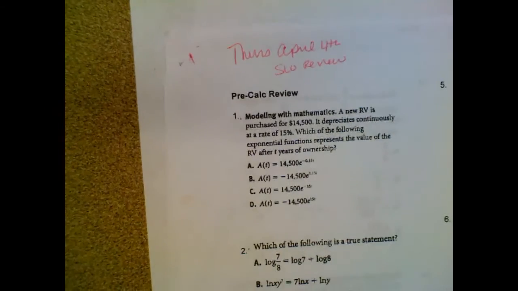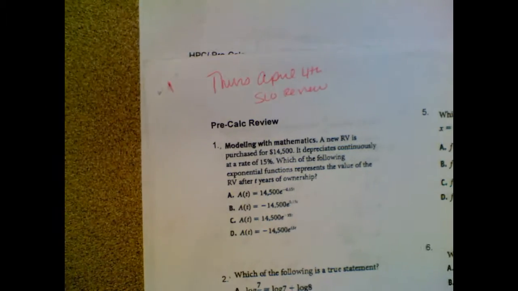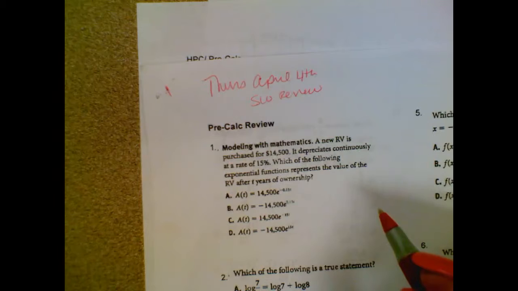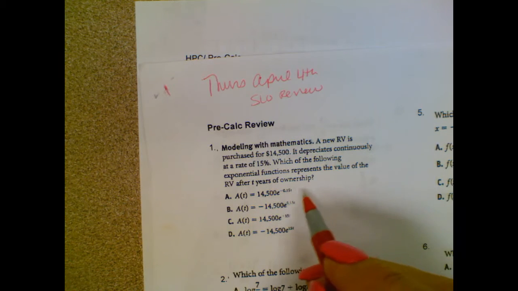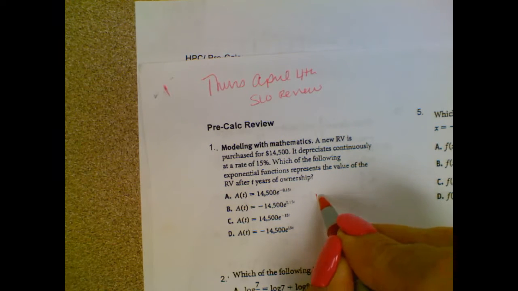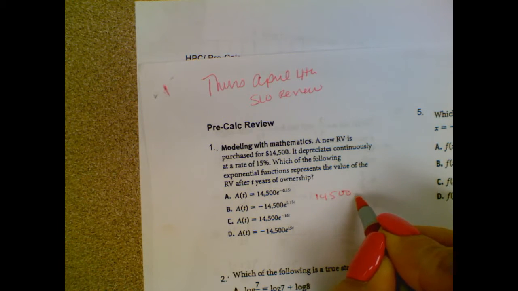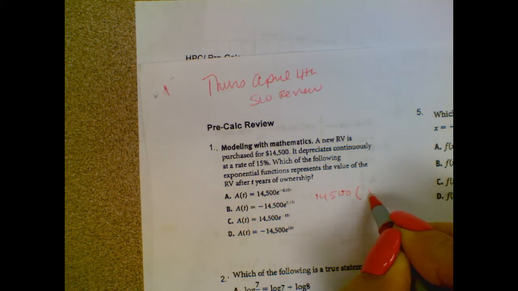A new RV is purchased for $14,500. It depreciates continuously at a rate of 15%. Which represents the value of the RV after 2 years of ownership? So you started at $14,500. It depreciates at 15% a year.